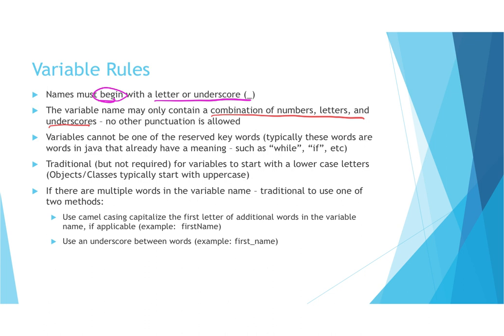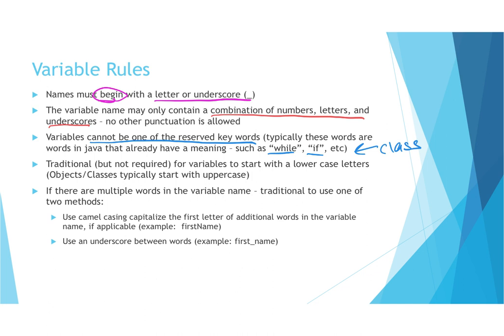Then the next thing is that variables cannot be one of the reserved keywords. Now there's a long list of these that you can look up if you would like. Typically, these reserved words are words in Java that already have a meaning. So something like while, which you'd use for a while loop, or something like if, which you'd use for an if conditional. Even the word class. Class is tricky because you create classes all the time. Public class, blah, blah, blah. You don't want to use those key reserved words that are used commonly in Java. Instead, you want to think of something else.